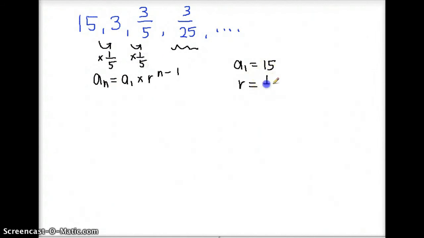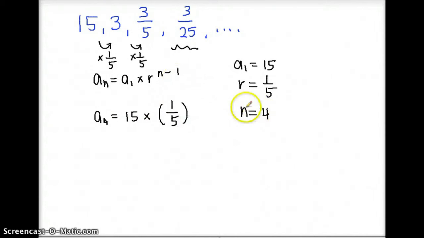Yes. So r is going to be 1/5, and n is going to be 4 because we want to find the fourth term of the sequence. So a4 equals a1, which is 15, times r, which is 1/5, to the power of n minus 1. 4 minus 1 is just 3. So we have 15 times 1/125.